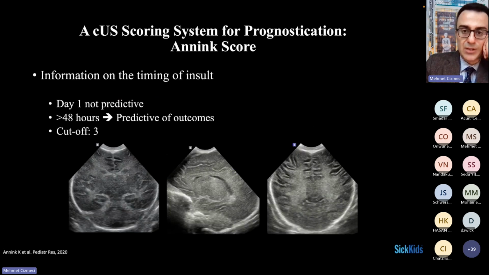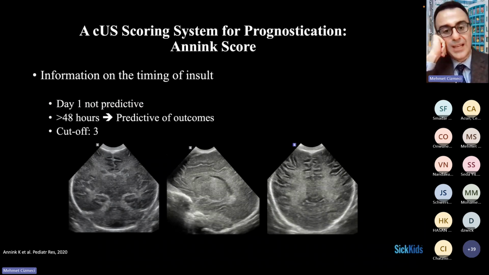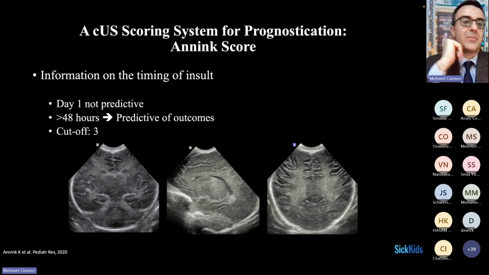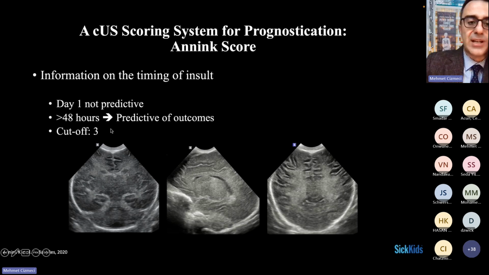But a more recent one that was also developed at Utrecht University by Kim Annink and colleagues shows us that if we use cranial ultrasonography in a time-sensitive manner, we can also get some prognostic information in these babies. Day one head ultrasonography may not be predictive, but it should still be done because it gives us some information about the timing of injury in these babies. So in the first day ultrasonography, if we see ischemic injury already, it tells us that the injury started antenatally. But if you use it in a serial manner, beyond 48 hours of life, its predictive value increases. And if you use a cutoff of 3 with the Annink score, then we can also get some prognostic information.